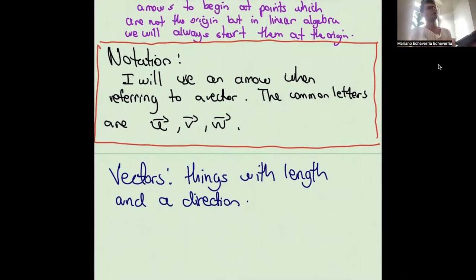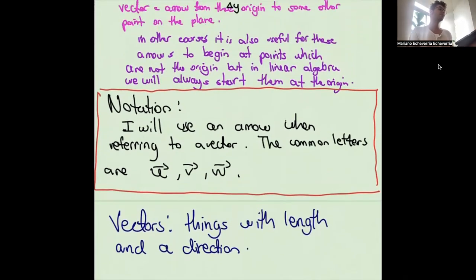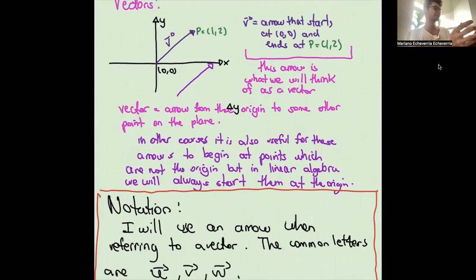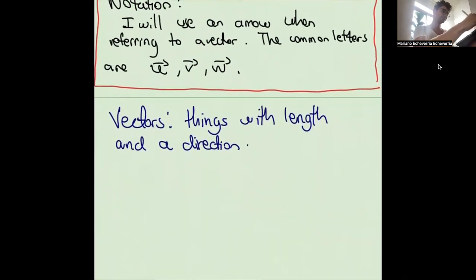And just as another convention, in this course, usually when you write a point, like 1, 2, you write the entries horizontally, right? In linear algebra, it's more convenient to write the entries vertically. So let me just give you an extra notation.